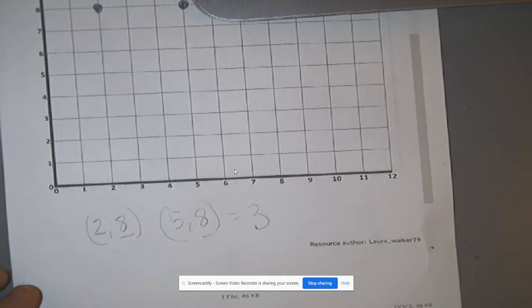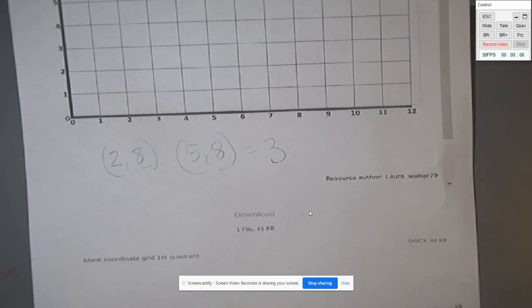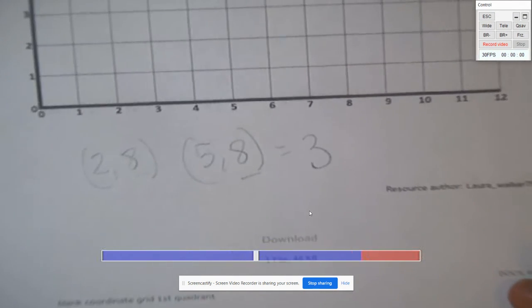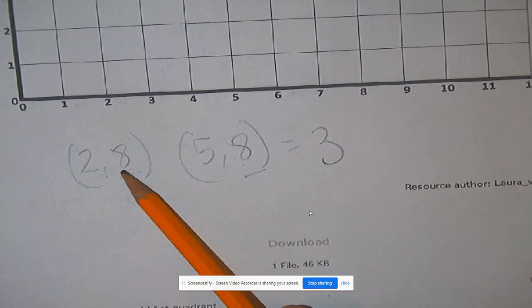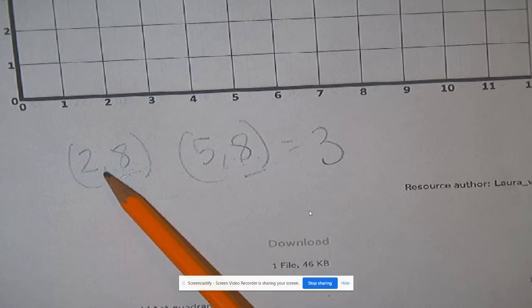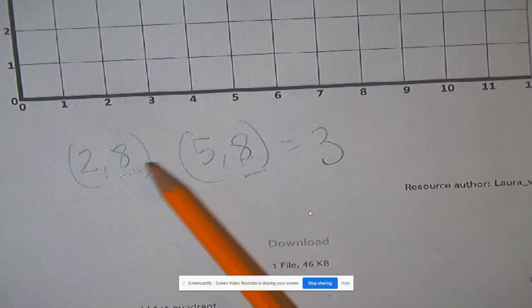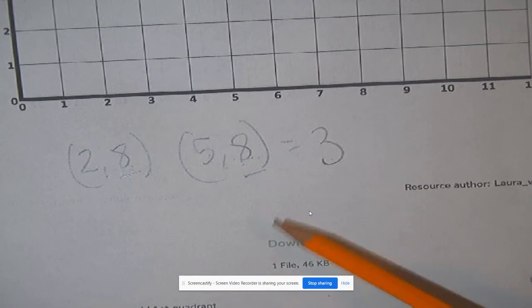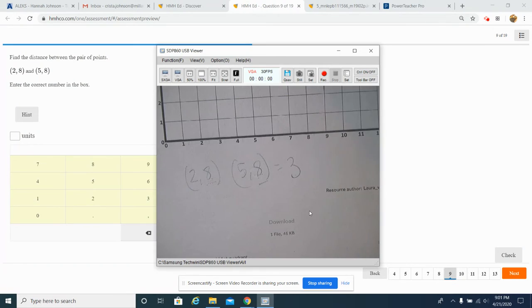Well, can you see a pattern anywhere to find that 3? Does anyone see it? Okay. So I know that 8 and 8 is going to be in the exact same spot. We don't have to go up or down or left or right anywhere. So what's the distance between 2 and 5? Well, all I need to do is say 5 minus 2 equals 3. And I can even say 8 minus 8 equals 0. So I don't even have to add that up to find that out. So I know my distance is 3 units.